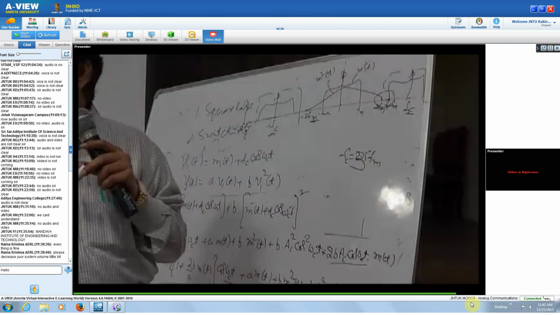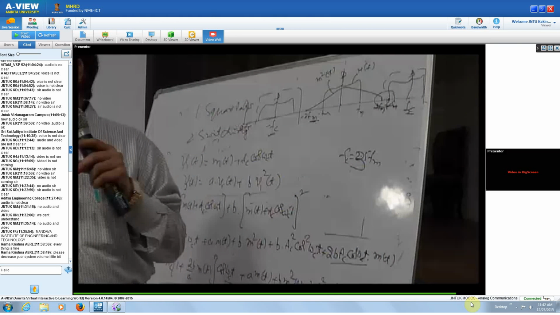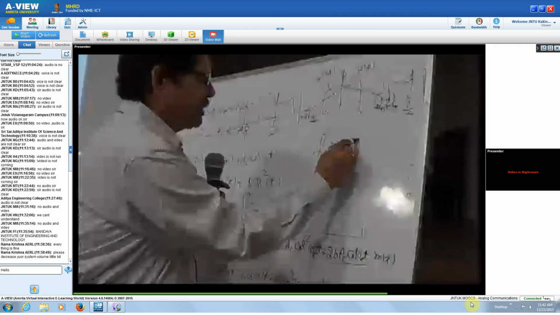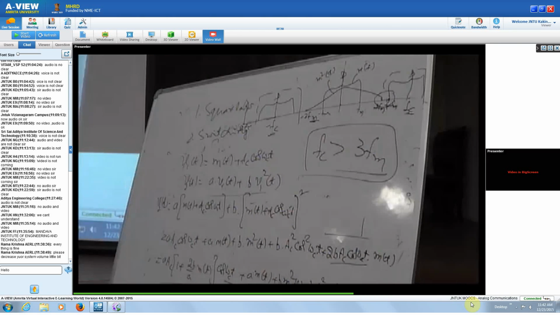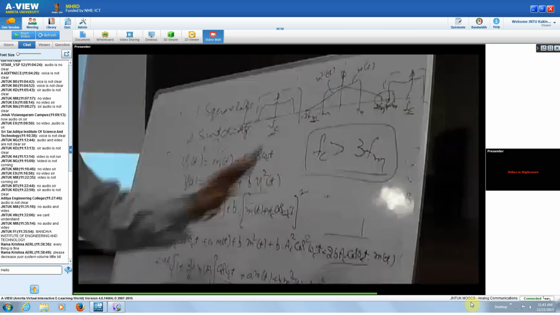That means your carrier frequency FC should always be greater than 3 FM in your square law modulator. The carrier frequency should be at least greater than 3 FM. In practice, anyhow, we are going to keep a much higher frequency for the carrier, but theoretically, the limitation for your carrier frequency is going to be 3 times that of your FM.